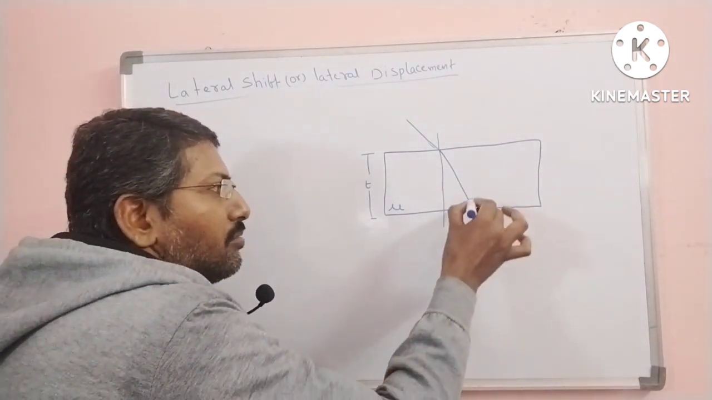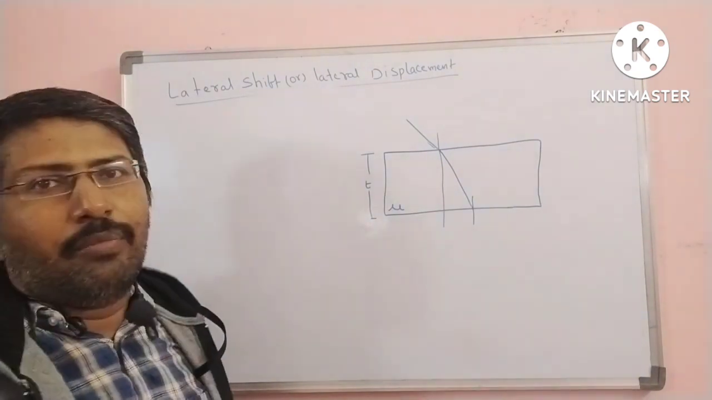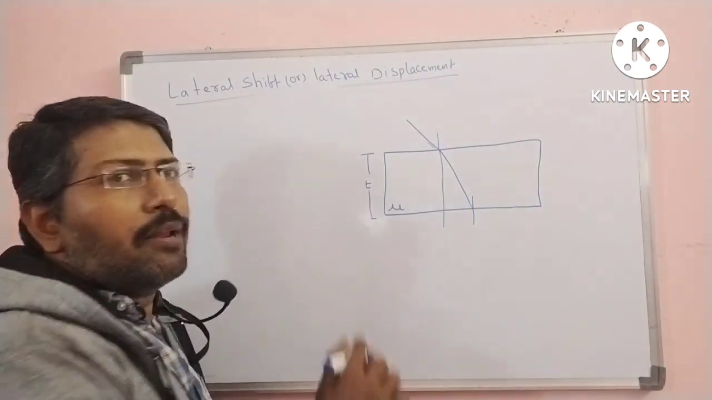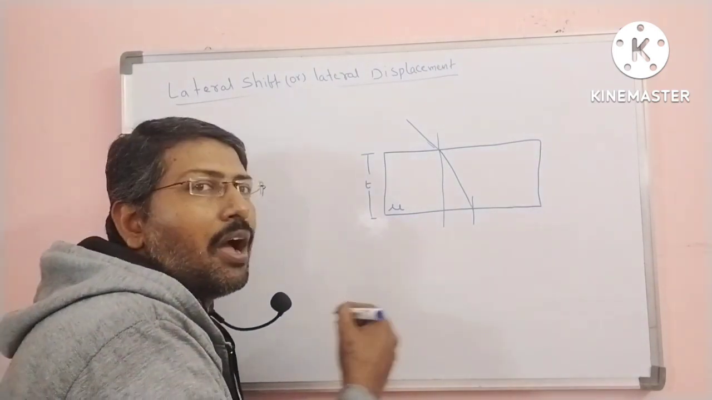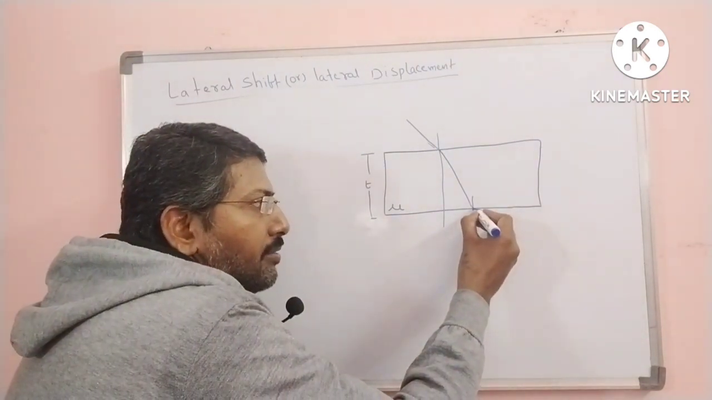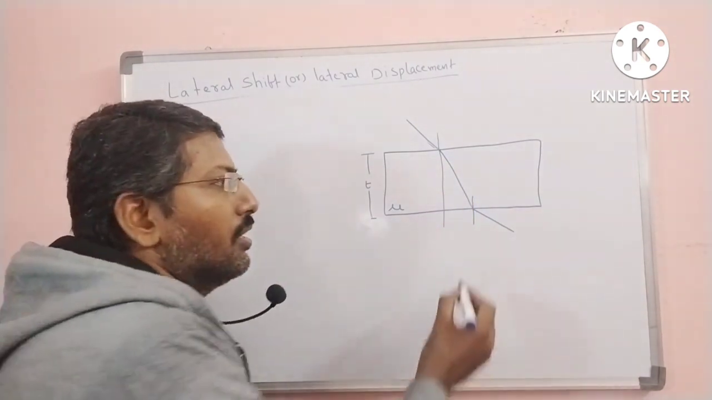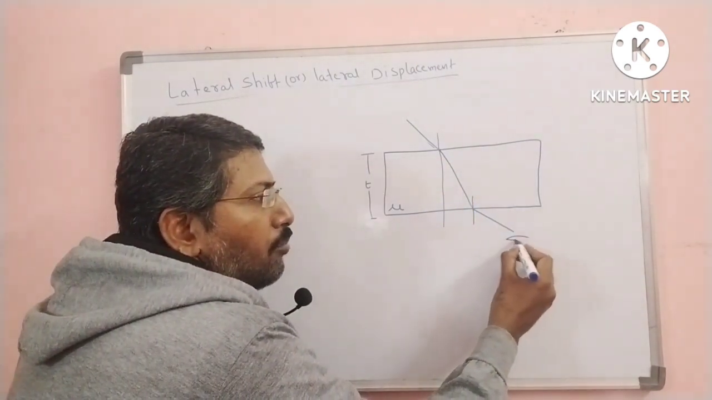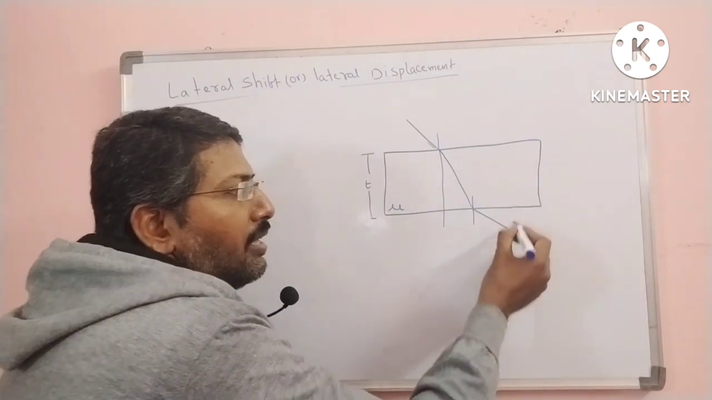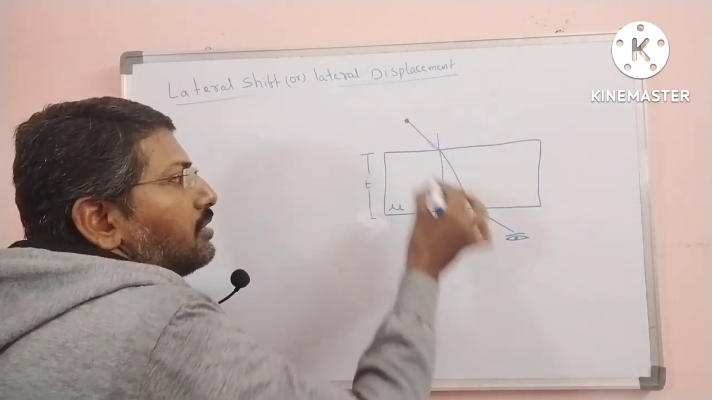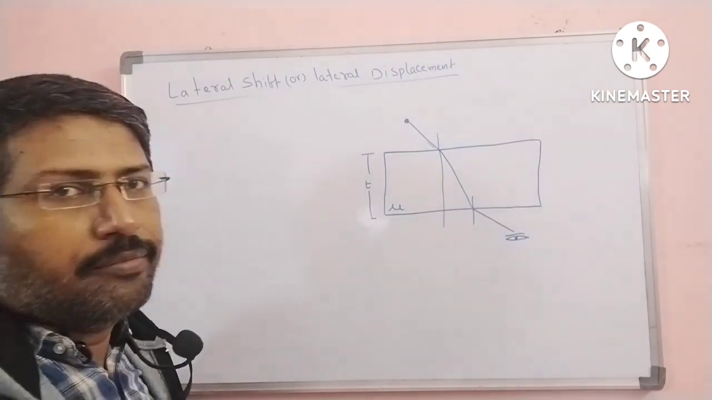Next, I will draw one more normal. When a light ray travels from the denser medium to the rarer medium, it bends away from the normal and moves like this. So, for example, if an observer keeps an eye here, they can see the image here. This is the object, and this is the image you can see here.